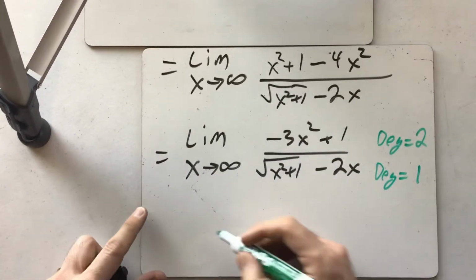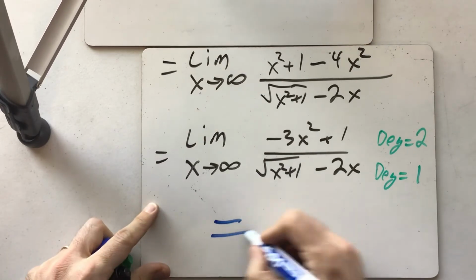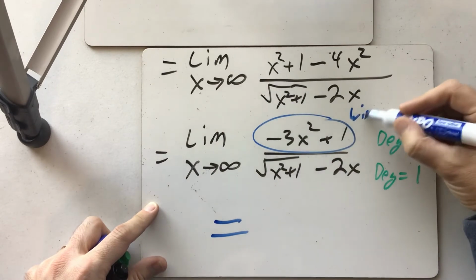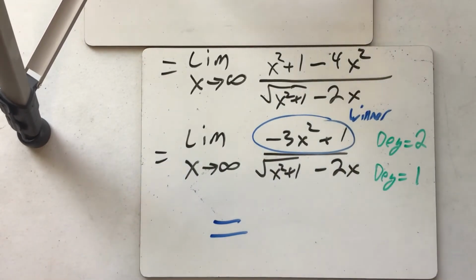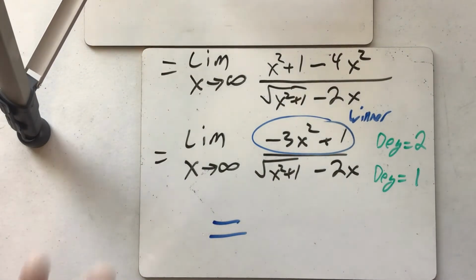So what does that mean for my answer? That means my answer must be either infinity or negative infinity because the top is going to win. So this is the winner. So since this has a squared and this one still just has a plain x on it, the top is the winner.